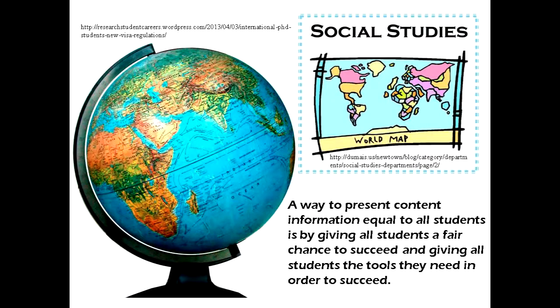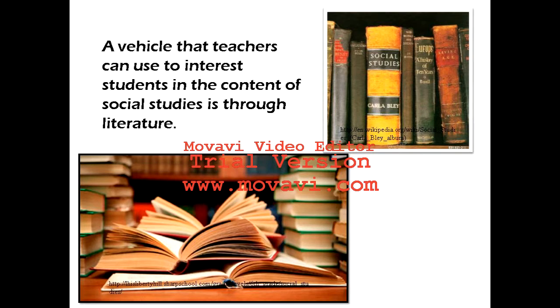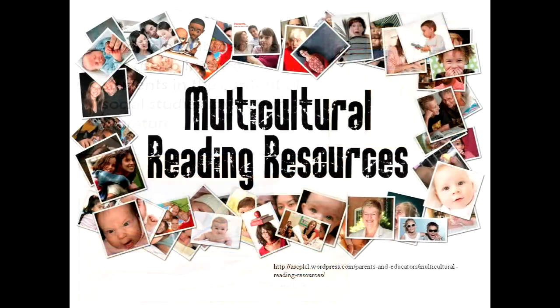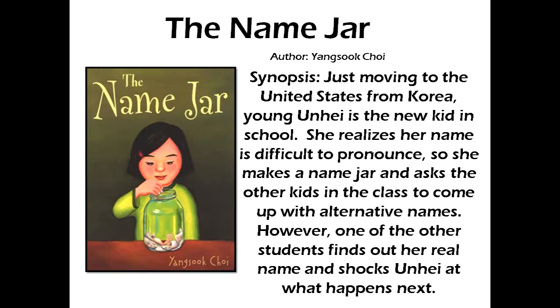One such way to present content information equally to all students is by giving all students a fair chance to succeed and giving all students the tools they need in order to succeed. The vehicle that teachers can use to interest students in the content of social studies is through literature. There are many children's books available that not only interest children but also implement multiculturalism into the classroom. One of these is The Name Jar by Yangsook Choi.